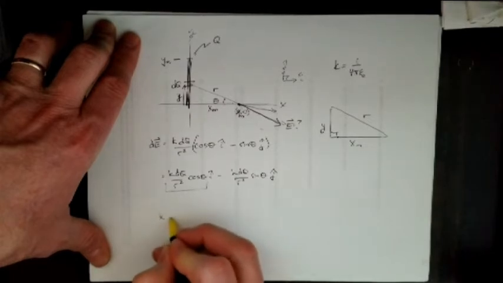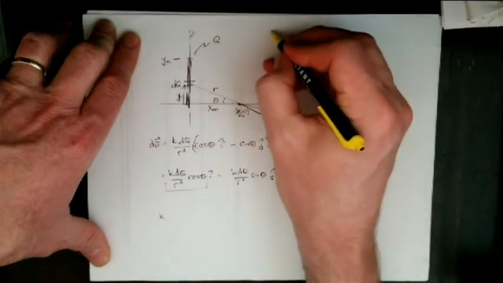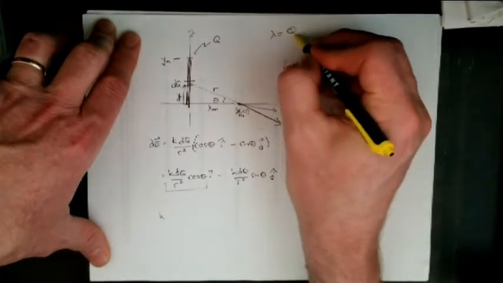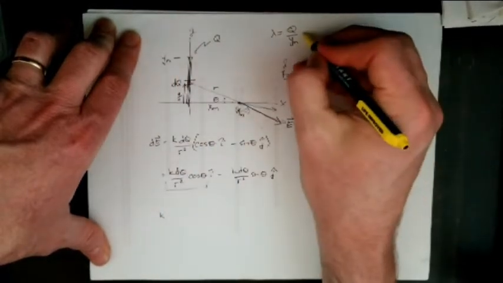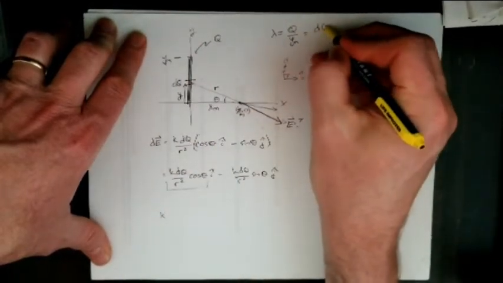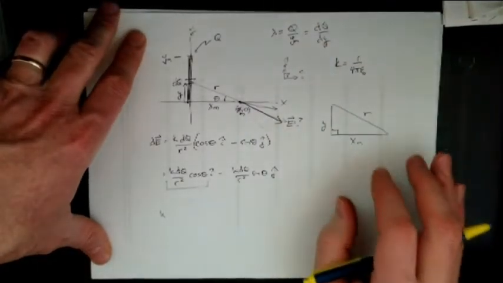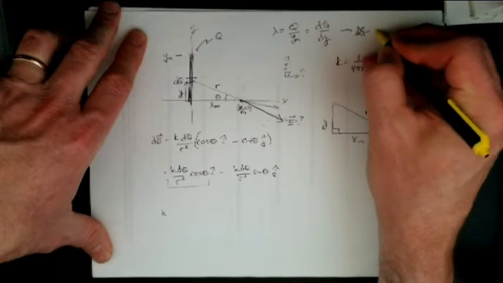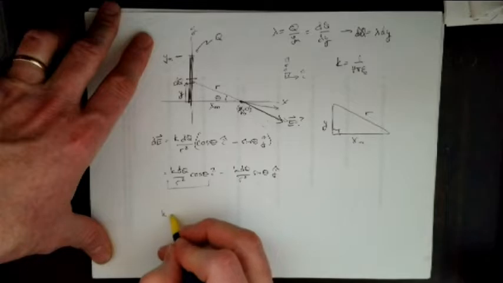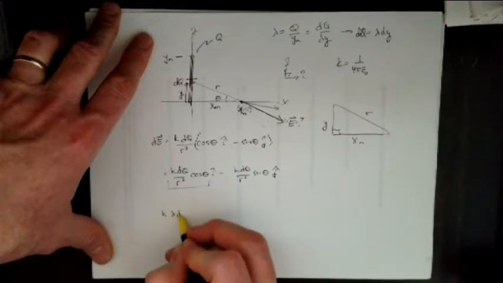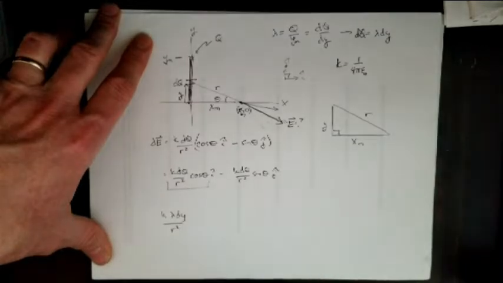We have a uniform density here, so let's let lambda equal Q over y sub m, the charge divided by the length, or dq over dy. So dq is equal to lambda dy, and that's a substitution we will make. So I have k lambda dy over r squared. I'm going to hold off on that substitution.